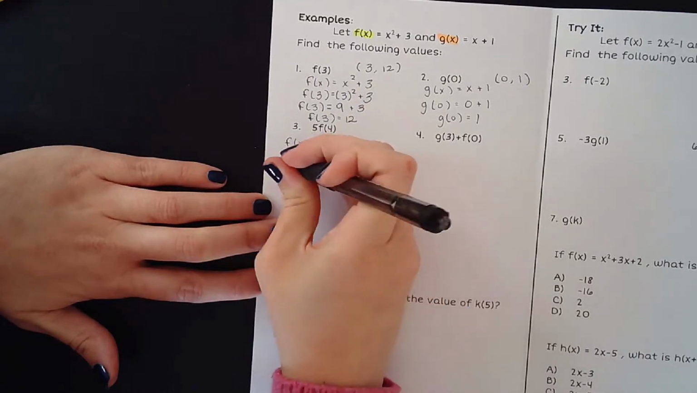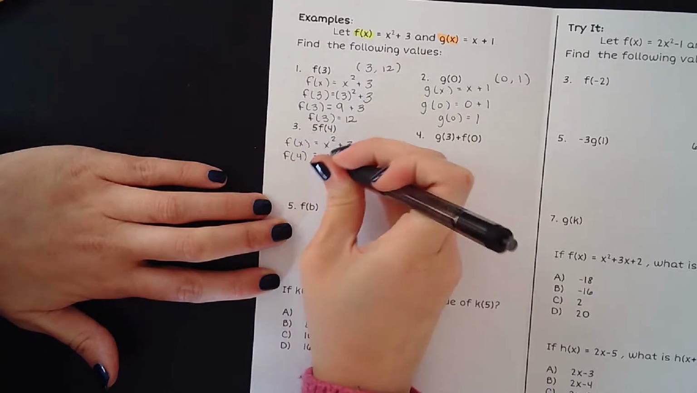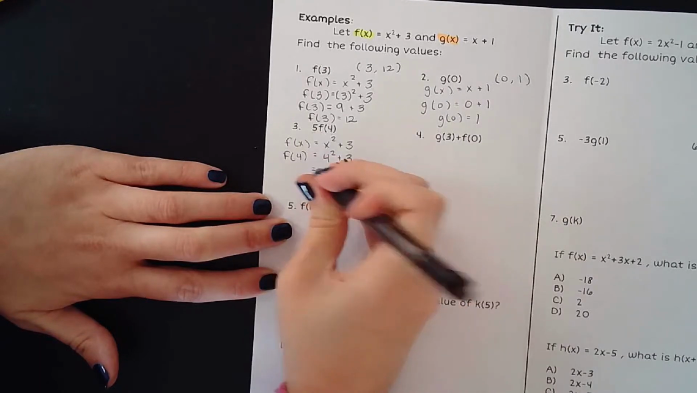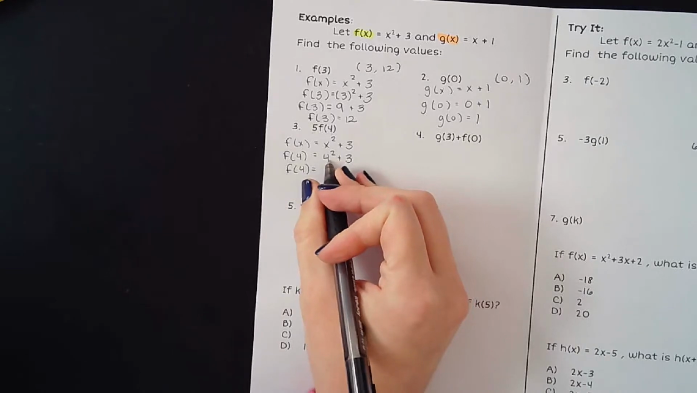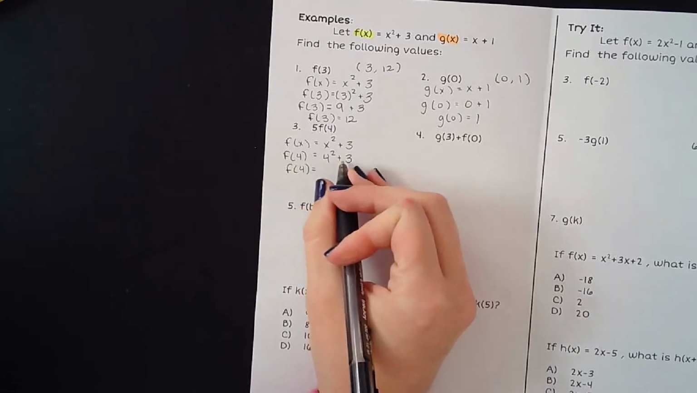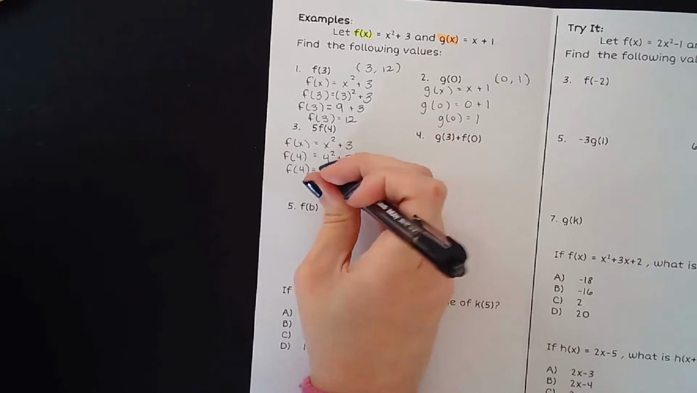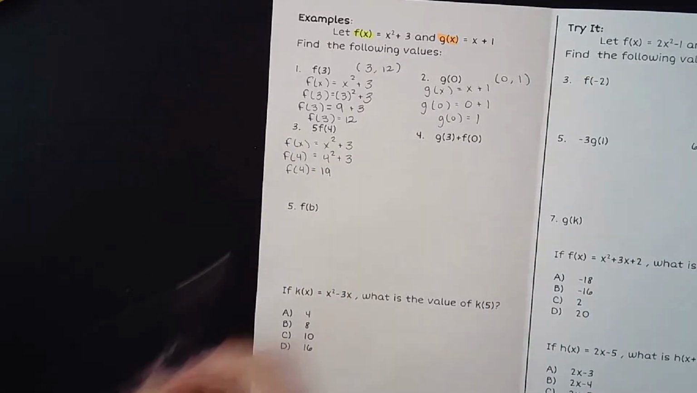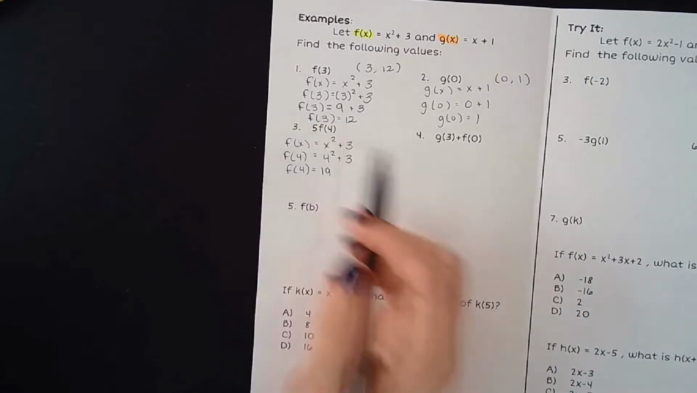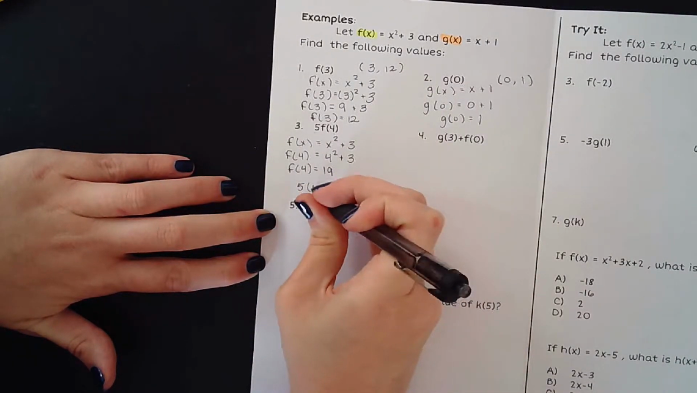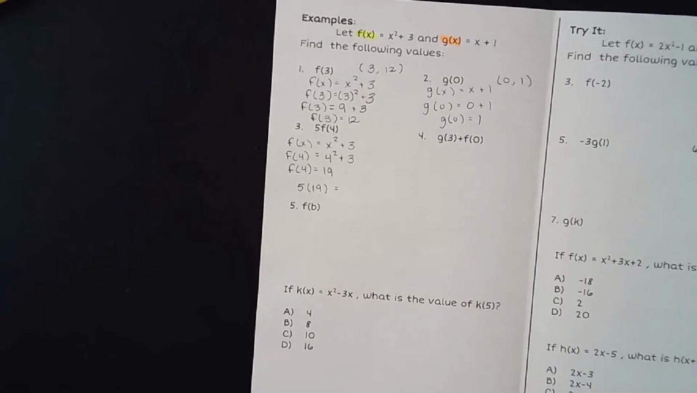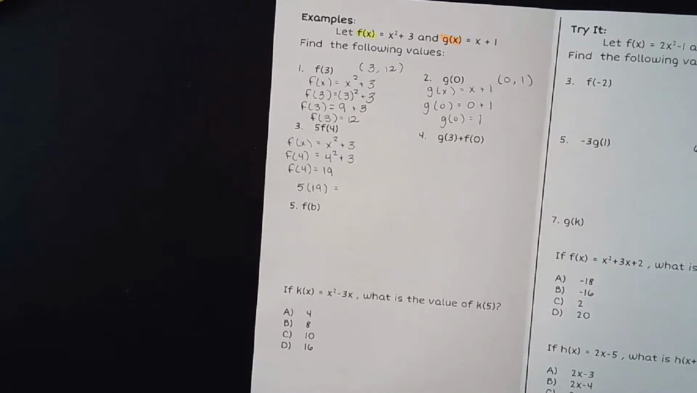So I would have f of 4 equals 4 squared plus 3. So f of 4 equals 4 squared is 16. 16 plus 3 is 19. I'm trying to find 5 times f of 4. So that would mean 5 times 19, which would be, oh, I need a calculator. 95? Yeah, 95.